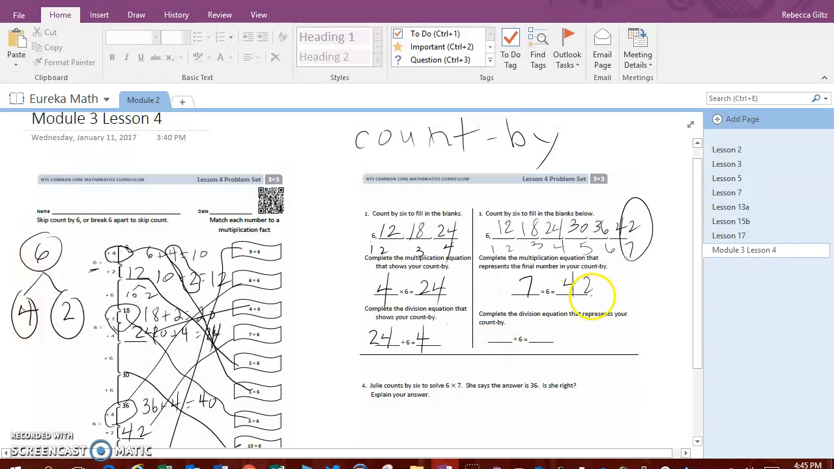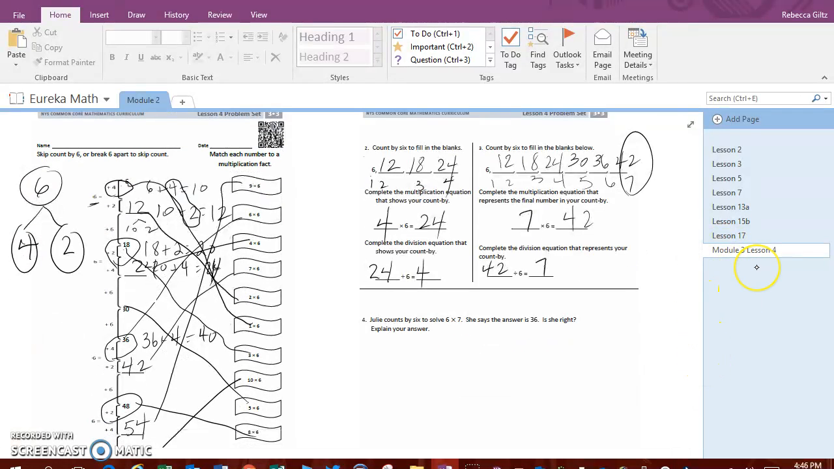Division equation, we're going to work it backwards. Take your 42 as your total. That's your dividend divided by your 6. You're counting by 6. That's your divisor in this case. Your quotient is 7. The answer to a division sentence is called the quotient. So those are count bys.